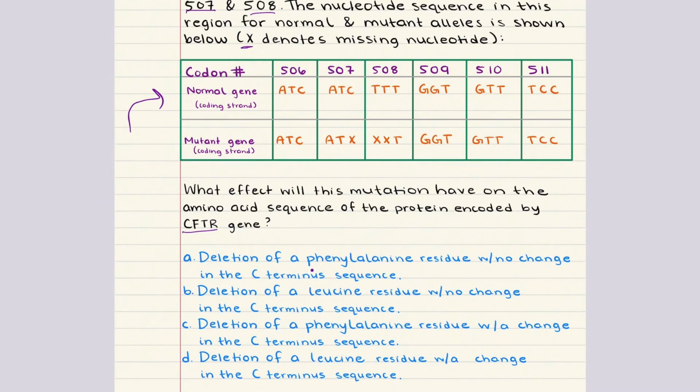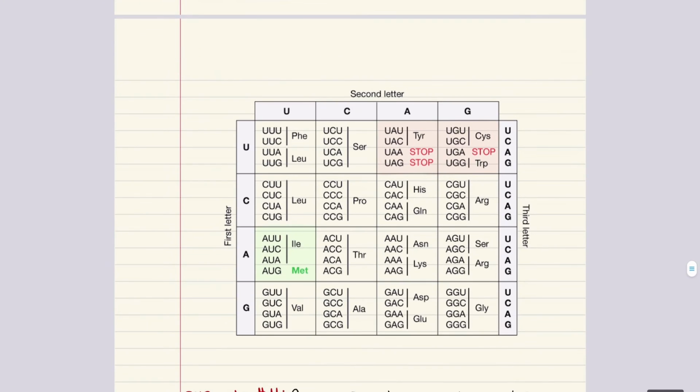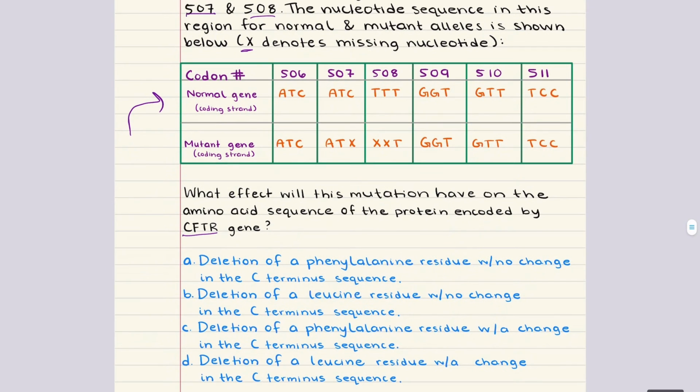A says deletion of phenylalanine residue with no change in the C-terminus sequence. B says deletion of a leucine residue with no change in the C-terminus sequence. C says deletion of a phenylalanine residue with a change in the C-terminus sequence. And D says deletion of a leucine residue with a change in the C-terminus sequence. And here we have our codon table to reference. So if you're trying to answer this without my help first, reference this table. But let's now tackle this together.